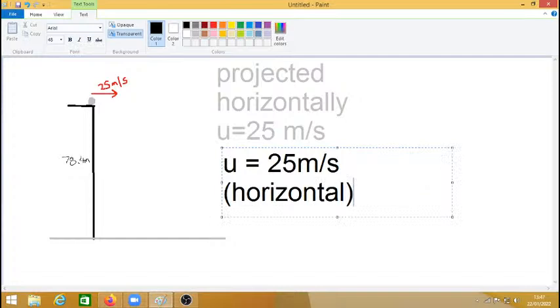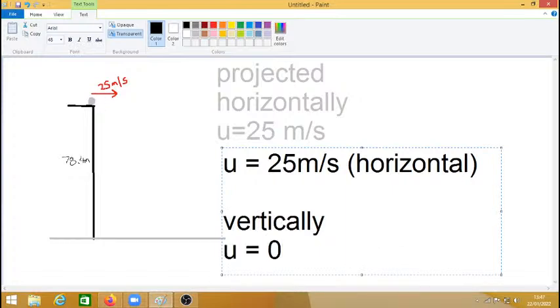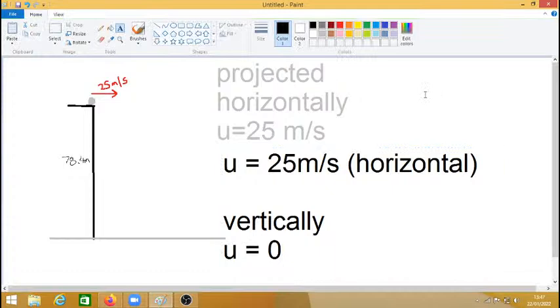We also know that you also have to think vertically as well. So vertically, the particle doesn't have any speed at all at the beginning. So we can say u vertically is equal to 0. It's important in these questions to get an idea in your head that you have to look at them in two ways, vertically and horizontally. Okay, what else do we know?